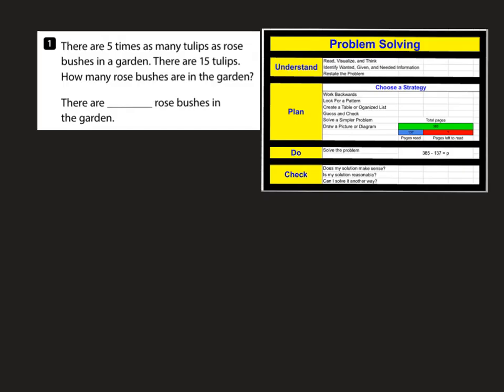Alright guys, number 1. Let's look at our problem solving. We need to understand the problem. We need to read, visualize, and think. Identify the wanted, given, and needed information. Restate the problem. Alright, so let's go ahead and read it. There are 5 times as many tulips as rose bushes in the garden. There are 15 tulips. How many rose bushes are in the garden?